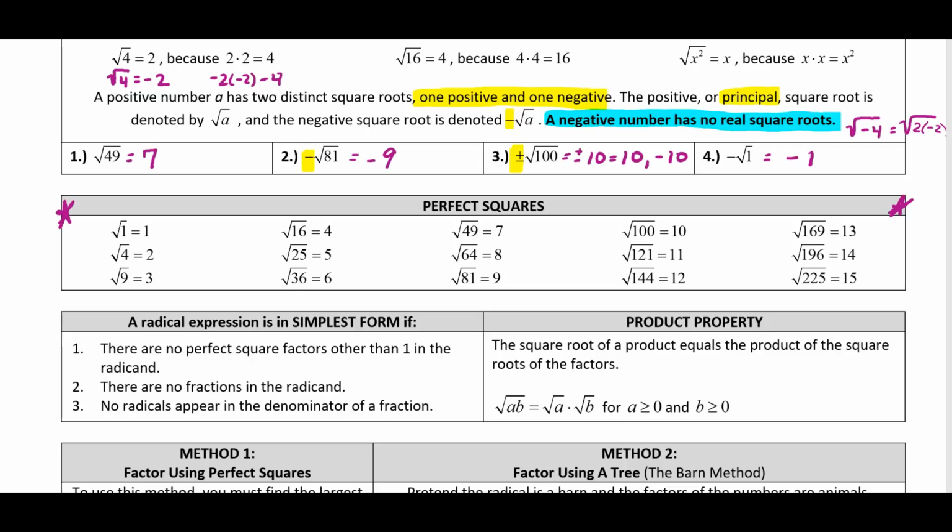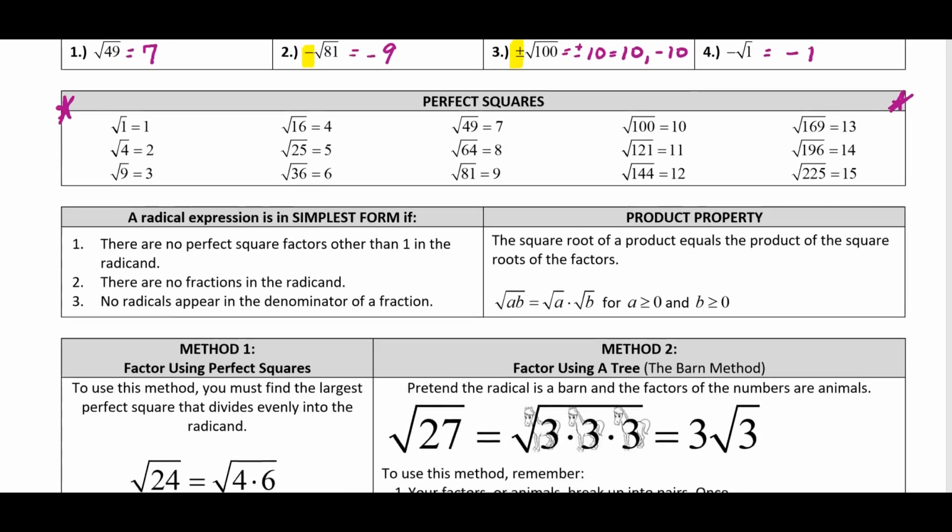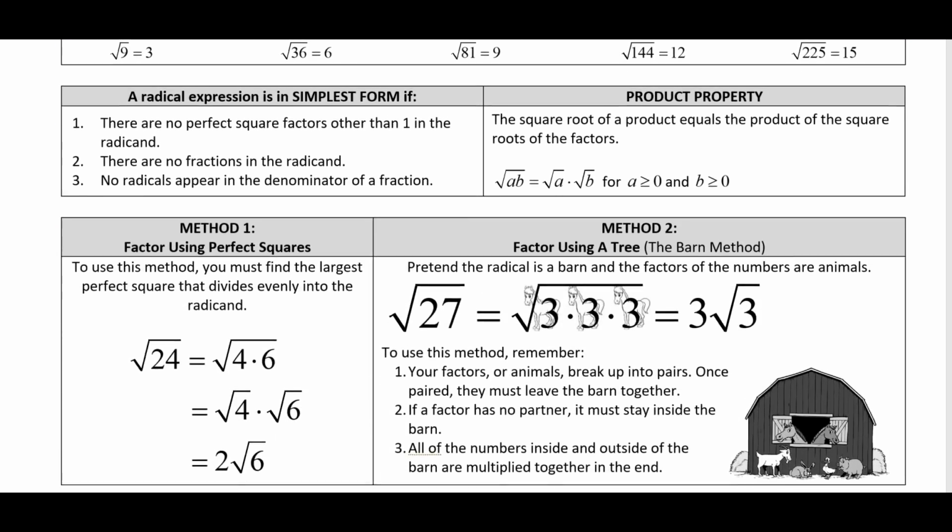Okay, now, a radical expression is considered to be in simplest form if there are no perfect squares factors, other than 1 in the radicand. There are no fractions in the radicand, and there are no radicals appearing in the denominator of a fraction.